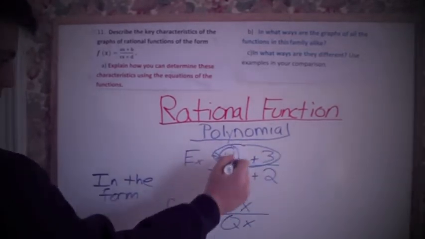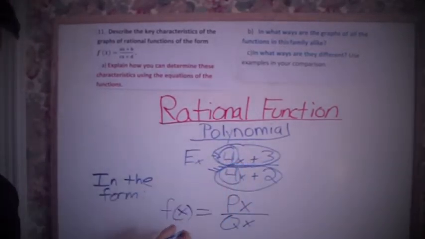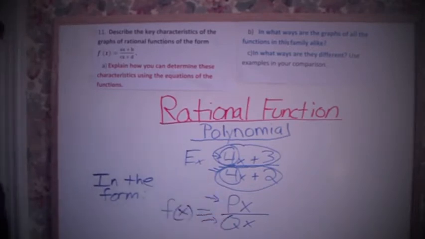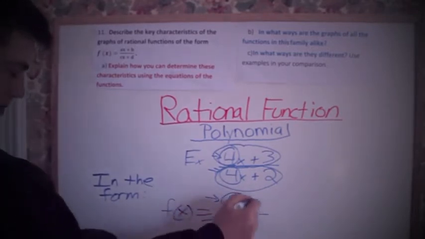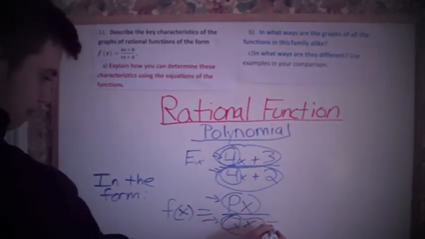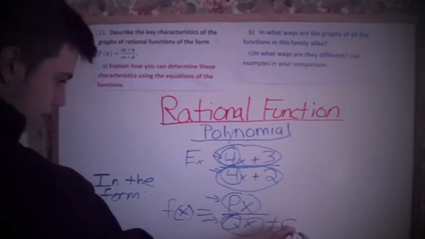A rational function has to be in the form of f(x) equals p(x) over q(x), where p(x) and q(x) are both polynomials, and q(x) cannot equal 0.